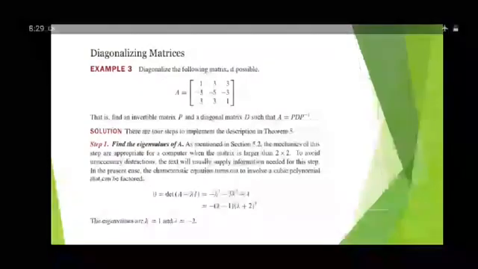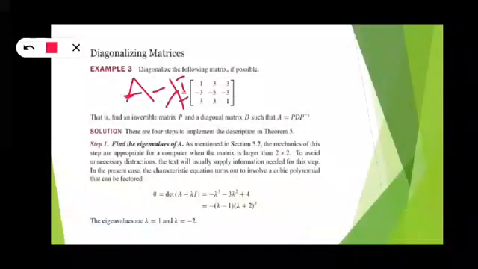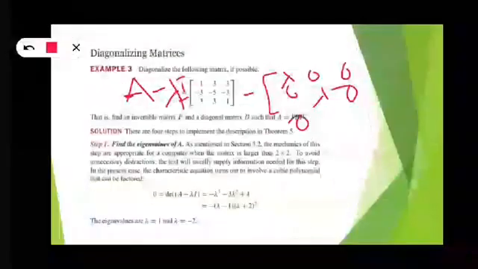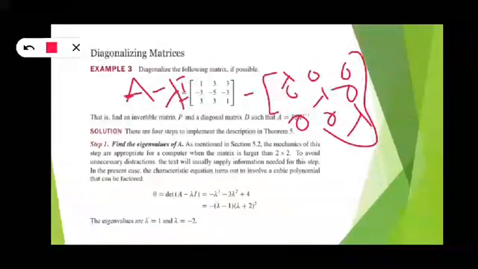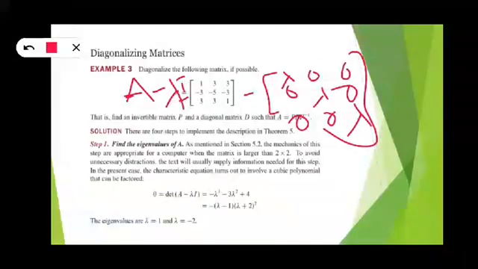For that we take first A minus lambda I. A minus lambda I, what does lambda I mean here? Lambda 0 0, 0 lambda 0, 0 0 lambda. So we just subtract this matrix from the given one.